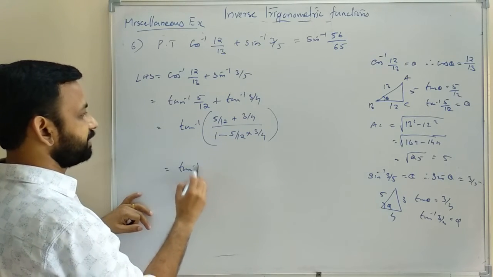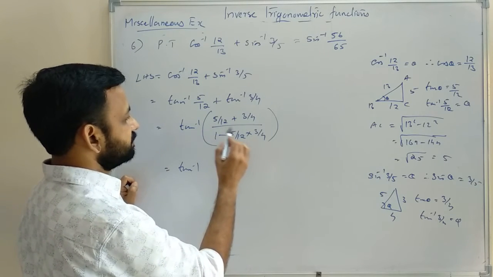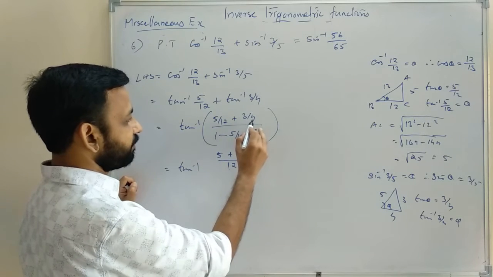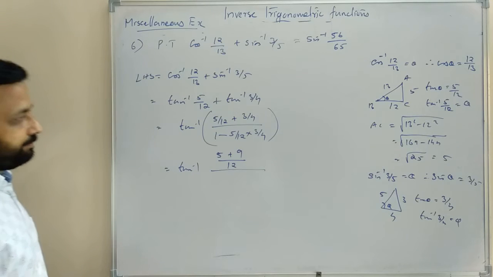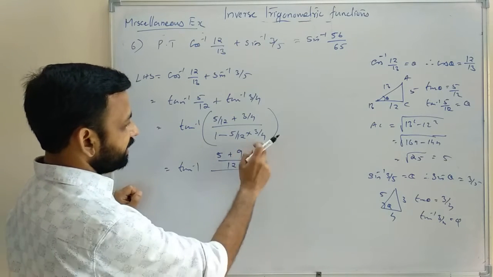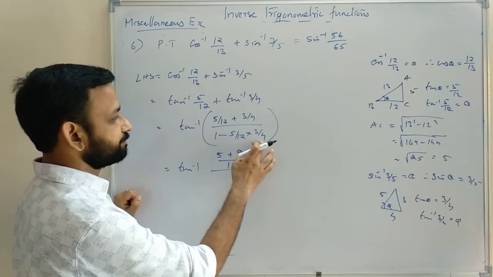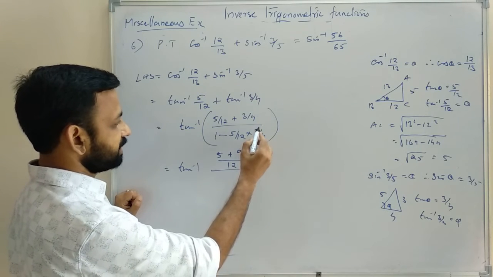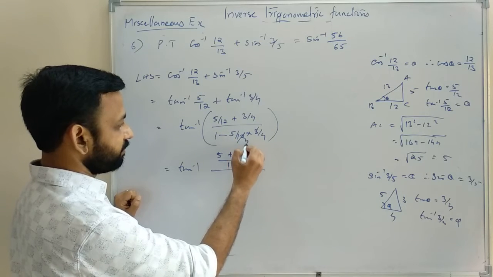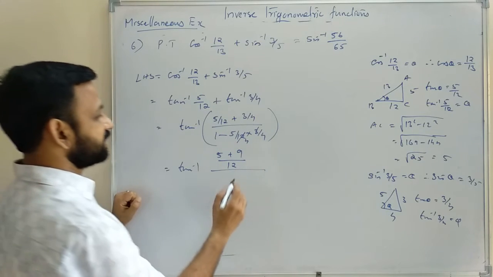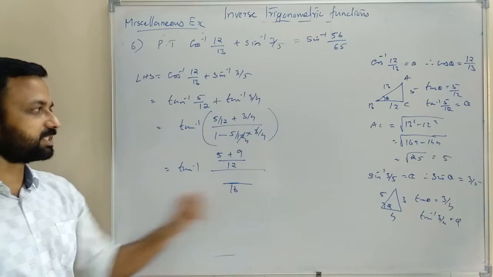That is equal to tan inverse. Simplify. LCM here is 12. Then 5 plus 12 upon 4, 3 into 3, 9. Divided by 12 upon 4, 3 into 3, 9. And here we can take the LCM as 1 by 12 into 4. So we can cancel 3 and 12, that is 4. So 4 into 4, 16 is the LCM.